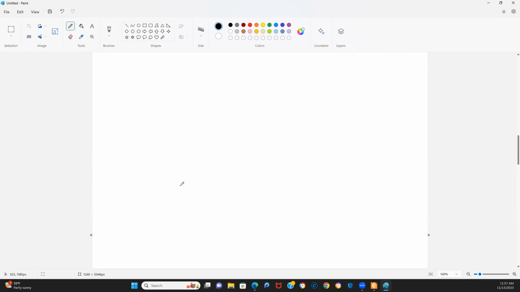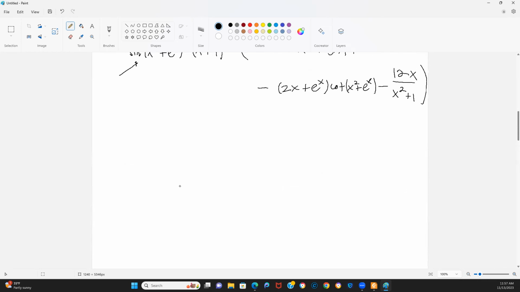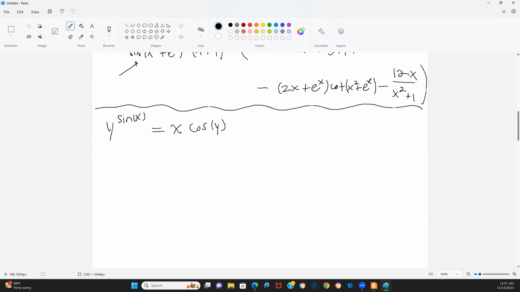All right, so this next one is an implicit differentiation problem that I will go over. So this is number 3A. So we have this equation: y to the sine x is equal to x cosine of y. I guess we'll put parentheses here. And we want to differentiate this implicitly and then find the tangent line at negative pi.